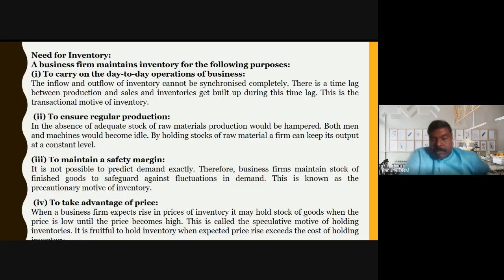Another motive is to take advantage of prices. When prices are expected to rise, a firm may hold the stock. You would have seen traders store fertilizers and pesticides, which are important to the farmers. At the peak season, they store them and do not release the stock into the market, saying that they are out of stock. They want the prices to increase and want more profit. So when the price is low, they hold the stock until the price becomes high.